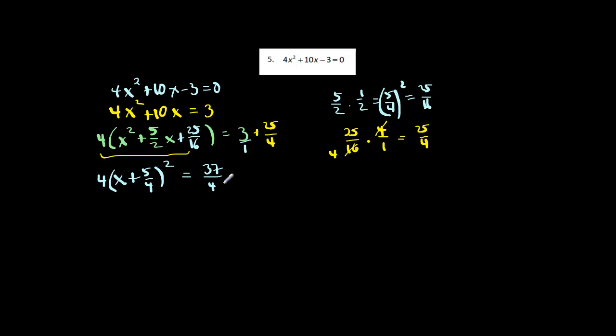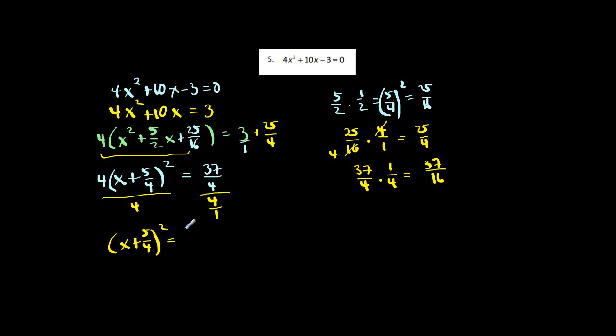So let's now solve. So we are going to divide by 4 first. So we're going to have x plus 5/4 squared equals. When I divide a fraction by a fraction, what I'm going to do is take the top fraction and multiply it by the reciprocal of the denominator, or the bottom fraction. So I'm going to have 37/16. Got some crazy numbers here.